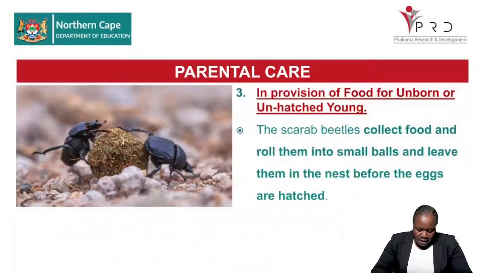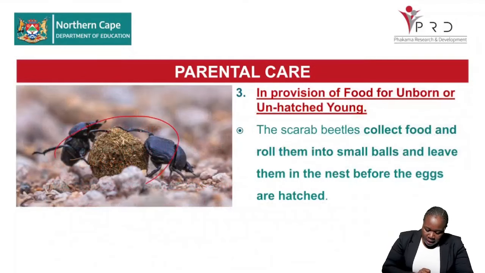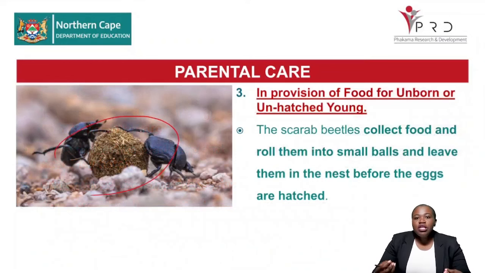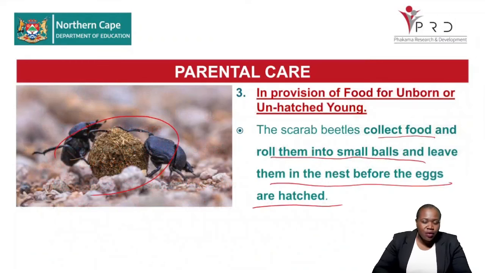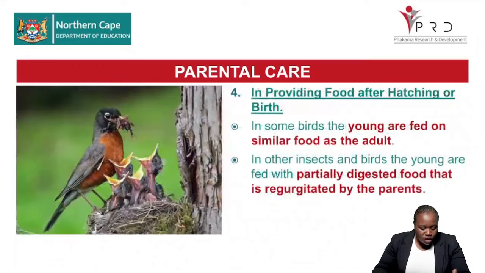All right. And then thirdly, provision of food for the unborn. So we have some organisms like the beetles over here, which make sure that they put aside enough food for the developing young so that when they are born, they would be able to receive enough food. So they collect the food, they roll them into small balls and leave them in the nest so that soon after hatching, the young would be able to receive food.